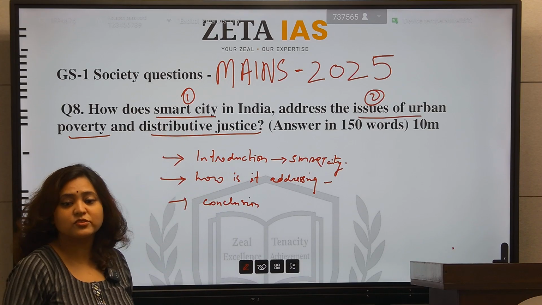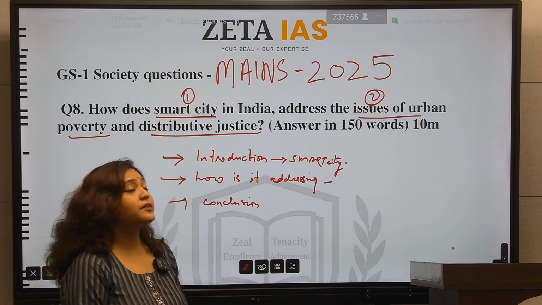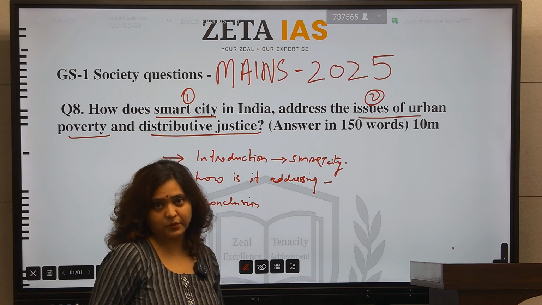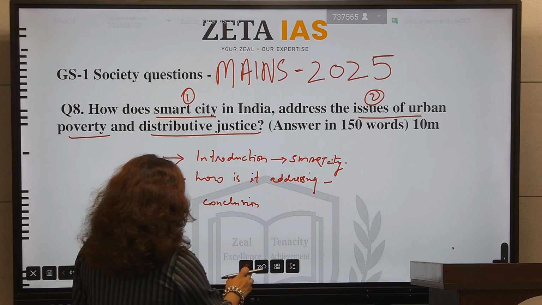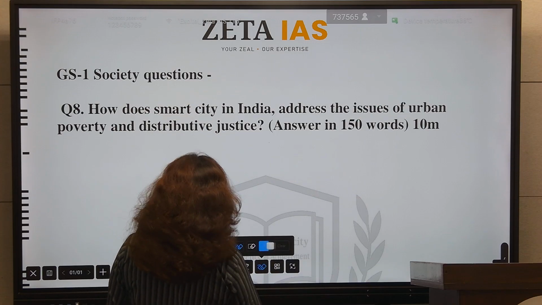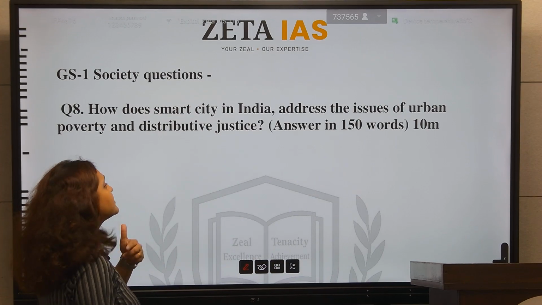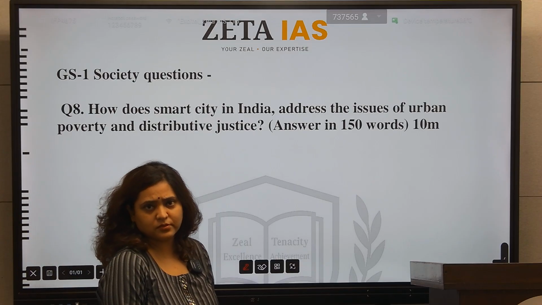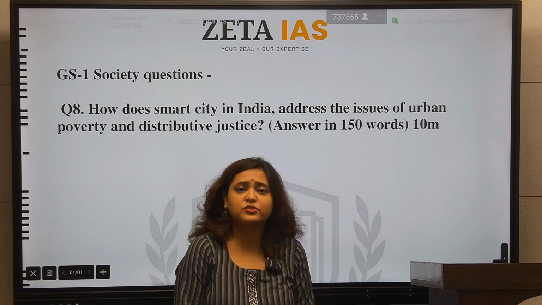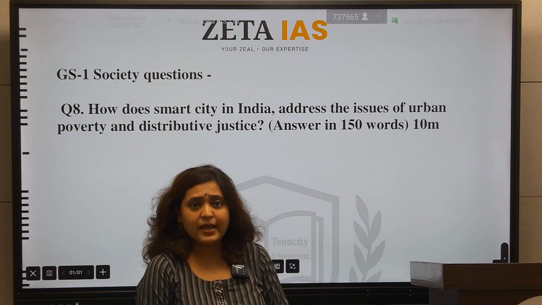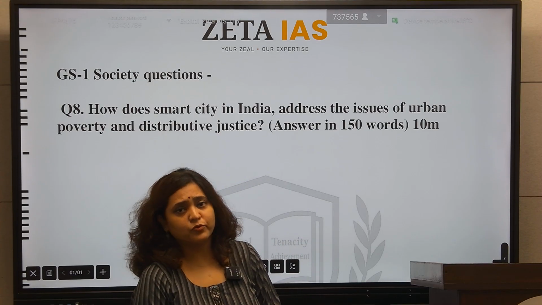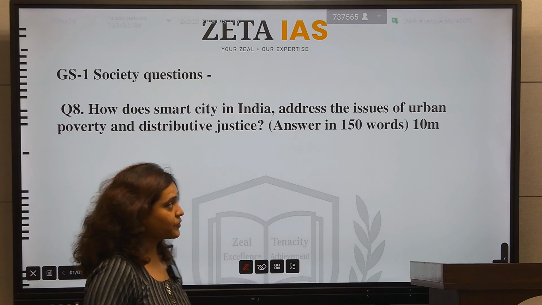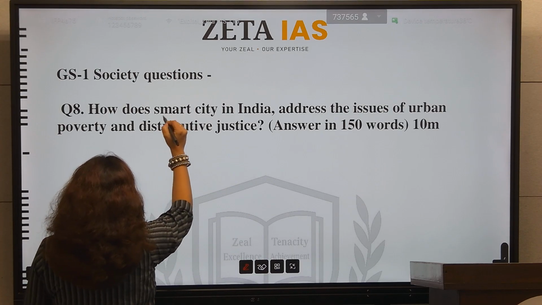This is the basic structure that you have to follow, given that you have to write the answer in only 150 words. Okay, now what is smart city? Now we all know that the Smart City Mission was launched in 2015, and the main aim of this program was to enhance the quality of life in cities.